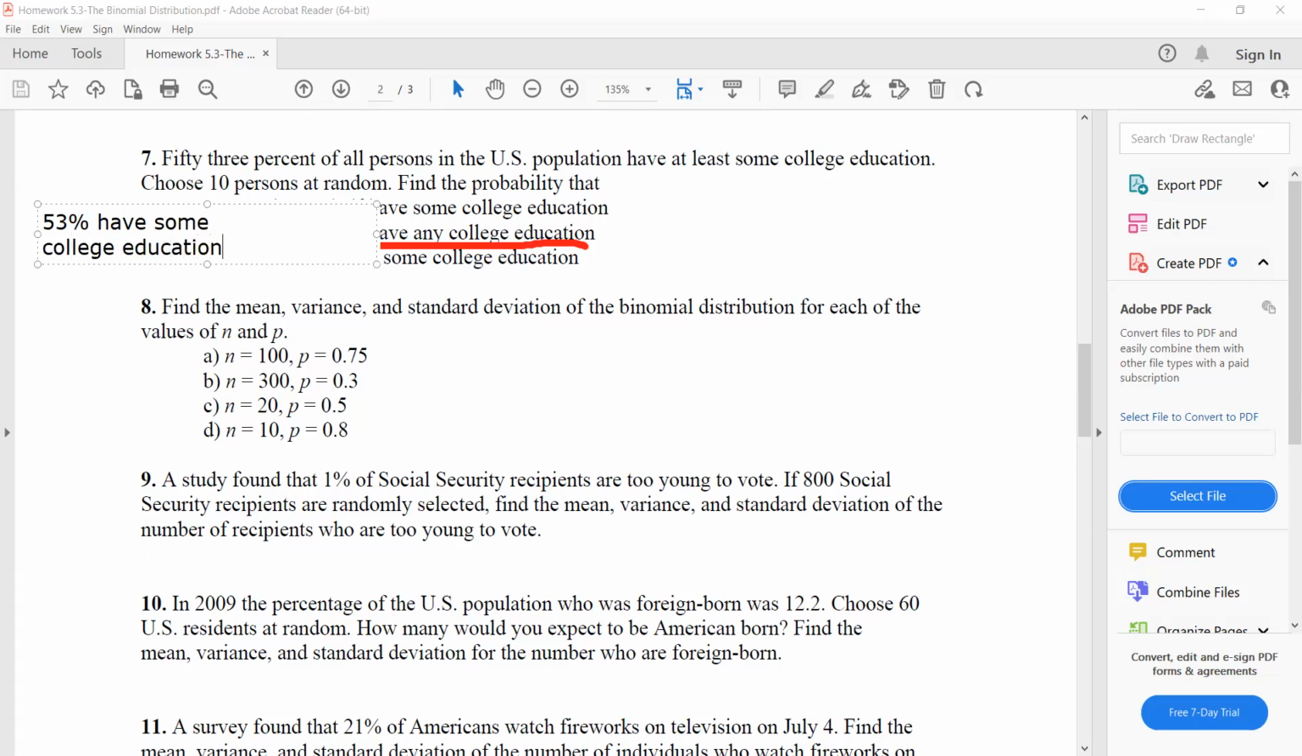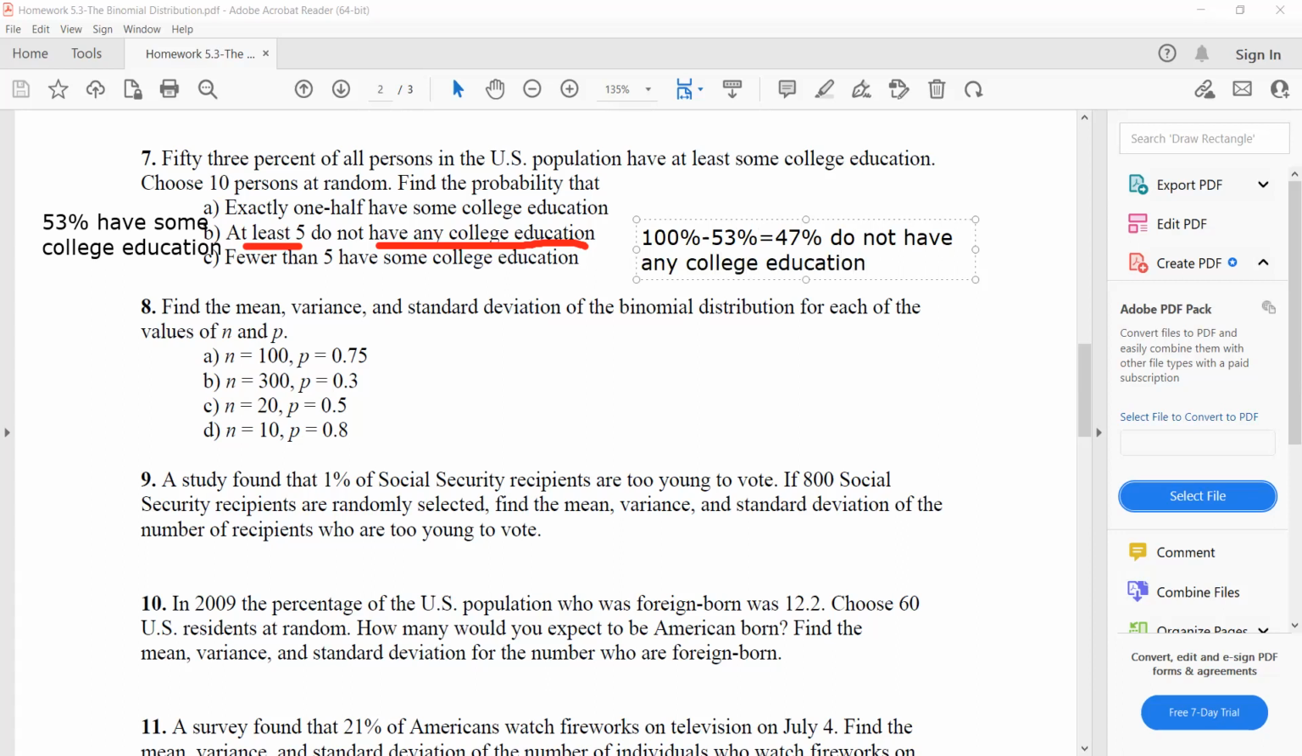But if I want to know how many don't have that, because that's not everybody, right? Then over here, remember, we can do 100% or 1 if we want, but 100% minus 53%, or 1 minus 0.53, depending on how you want to approach it, this difference is 47%, okay? This difference is 47% who do not have any college education, okay?